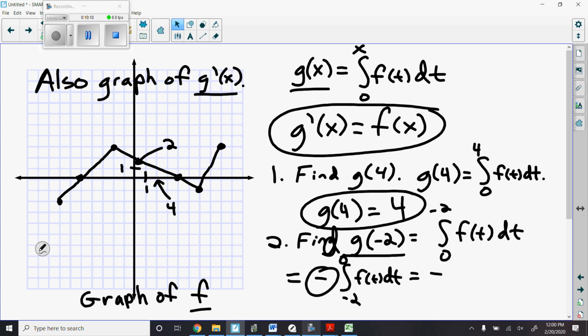And when I look from -2 to 0, I see a shape that's above the x-axis. That shape is a trapezoid, but I'm going to change it into a square and a triangle. The square is 2 by 2, so that gives me a value of 4. So that area there would be 4. The triangle is a 2 by 1. 2 times 1 is 2, divided by 2 is 1. So I get a total area of 5, and that reports as positive 5. But because of this negative that I have out front, I have a -1 times 5 to get an answer of -5.